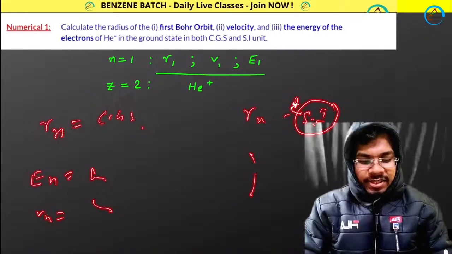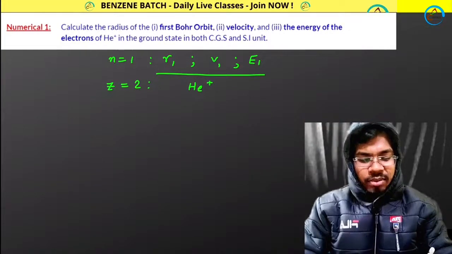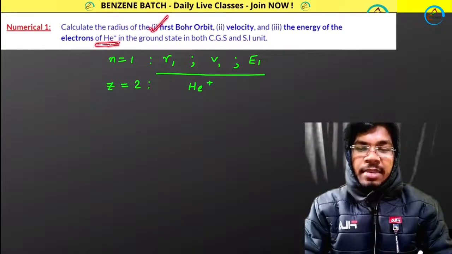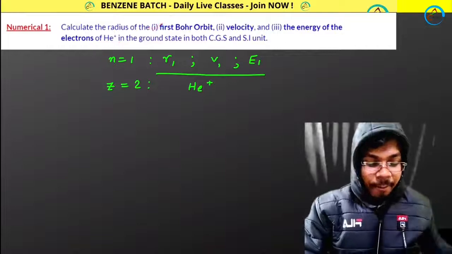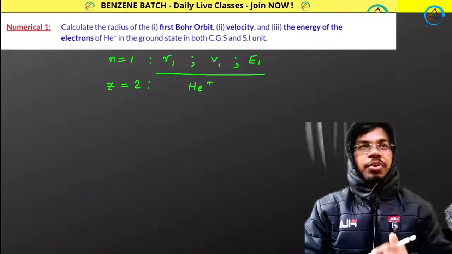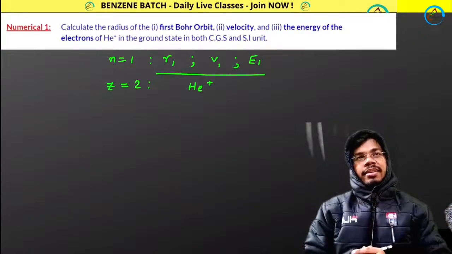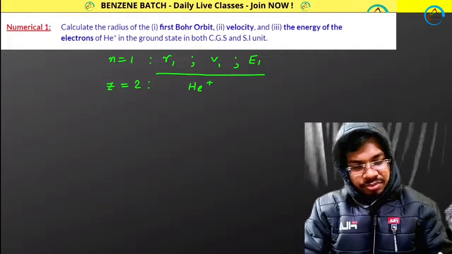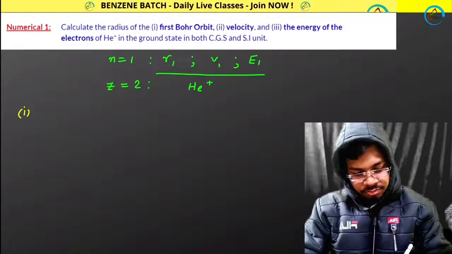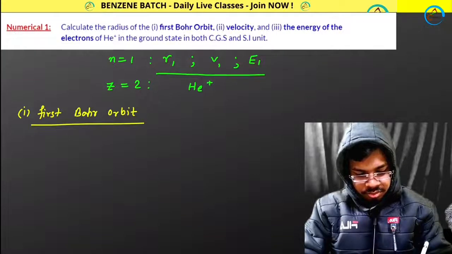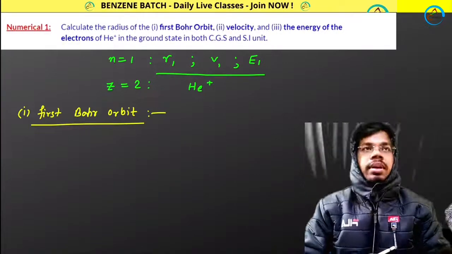So first of all, let's calculate the first Bohr orbit for the helium plus ion. Remember, helium plus ion is a one electronic system, which means Bohr theory is applicable. But here the Z value is not equal to 1, the Z value equals 2. Got it? So now let's solve this problem. How can I solve that? First Bohr orbit calculation.